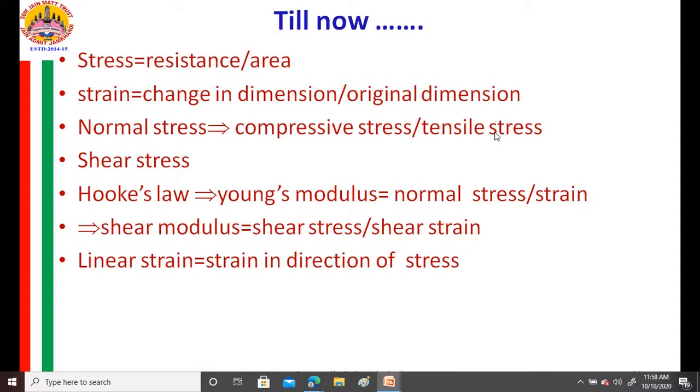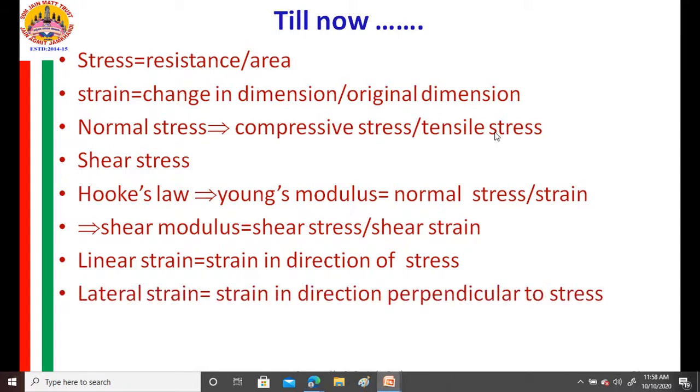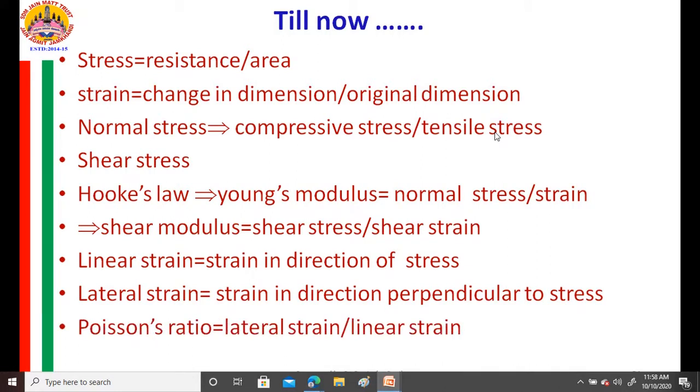You must be very careful in connection with that one. And lateral strain is strain in the direction perpendicular to the direction of the stress. Poisson's ratio: the ratio of lateral strain to the linear strain is constant, and that ratio is called Poisson's ratio. Remember, for a particular stress, lateral strain is opposite to the linear strain.